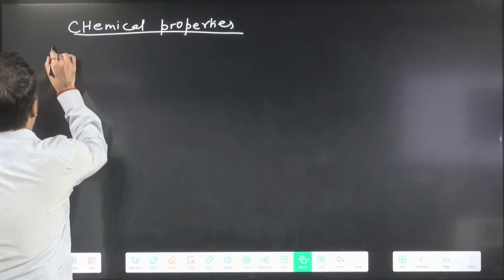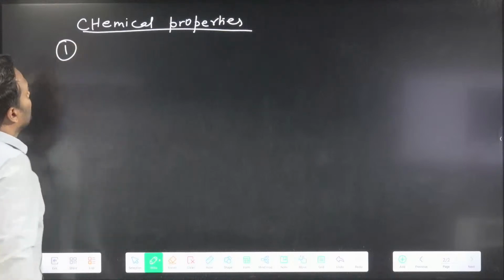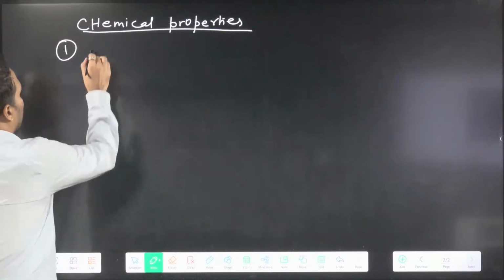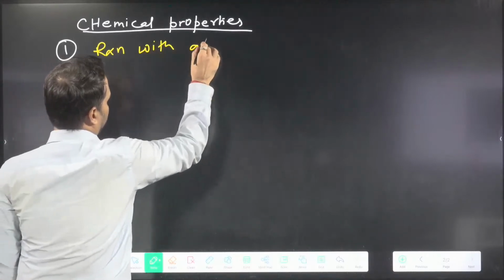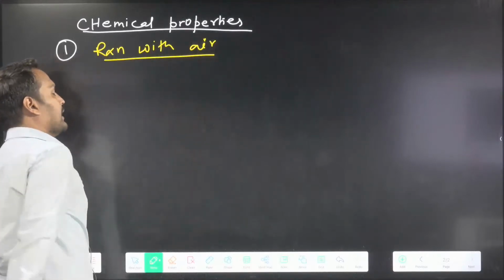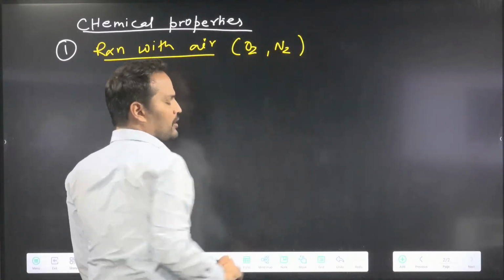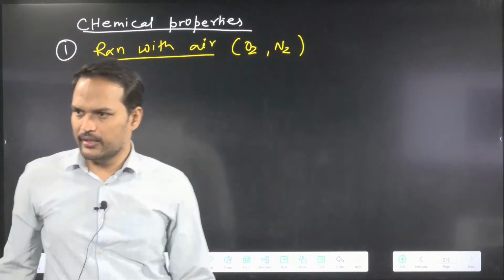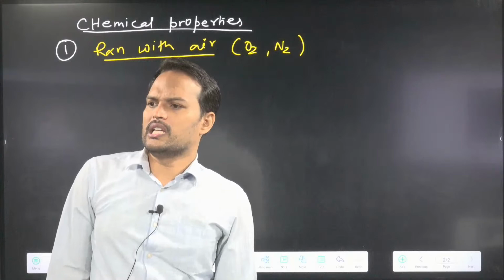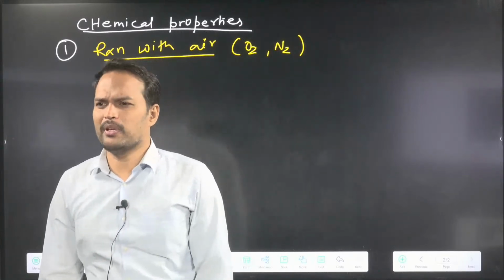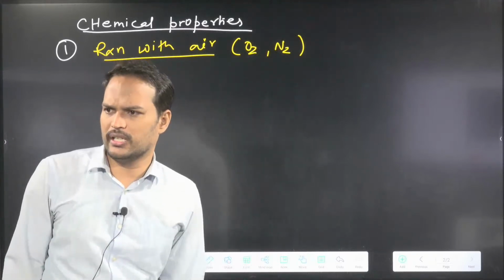Now see the first point they have written there. The first point which you can think of is the reaction with air. In air, what is there? Oxygen, nitrogen, CO2, mainly these things are there. The SRP order, we will talk about it in detail here only. In the chemical properties we can study it in detail.